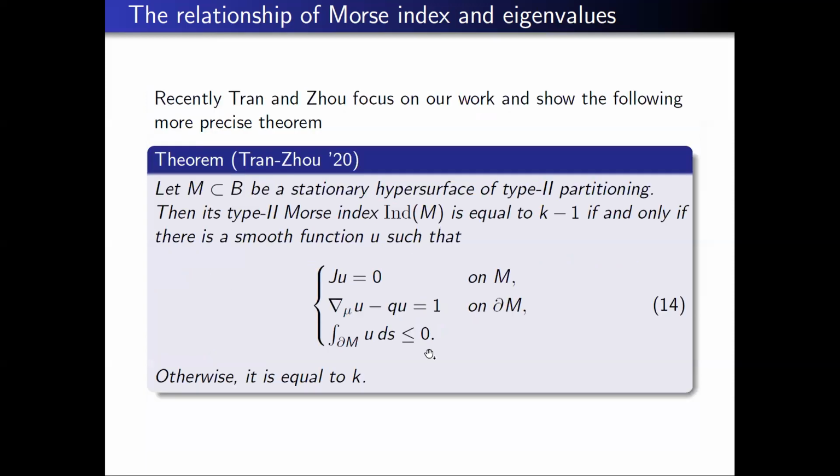And recently, Chuan and Zhou followed our work and showed the following precise theorem. Let M in B be a stationary hypersurface of type 2 partitioning. Then this type 2 Morse index is equal to k minus 1 if and only if there is a smooth function u such that this equation holds. Otherwise, it is equal to k. This theorem is a very beautiful result.